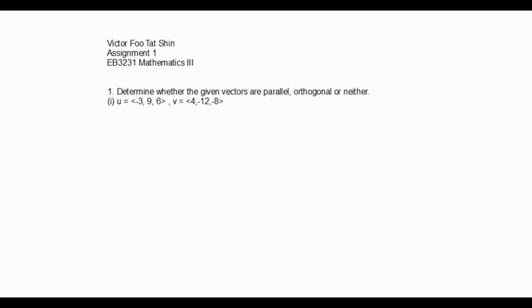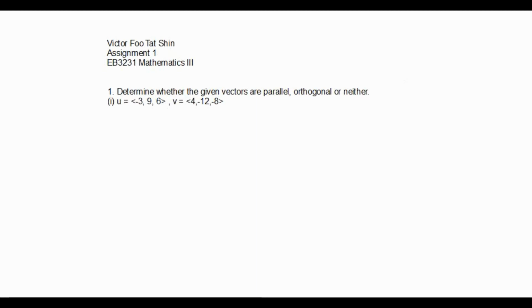So without further ado, I'm going to just jump to the first question. The first question is determine whether the given vectors are parallel, orthogonal or neither. So we are going to check for orthogonal first because it's the easiest one. If the two vectors are orthogonal, their dot product will be 0. Else, the dot product will not be 0. So let's find out. We just analyze the question.